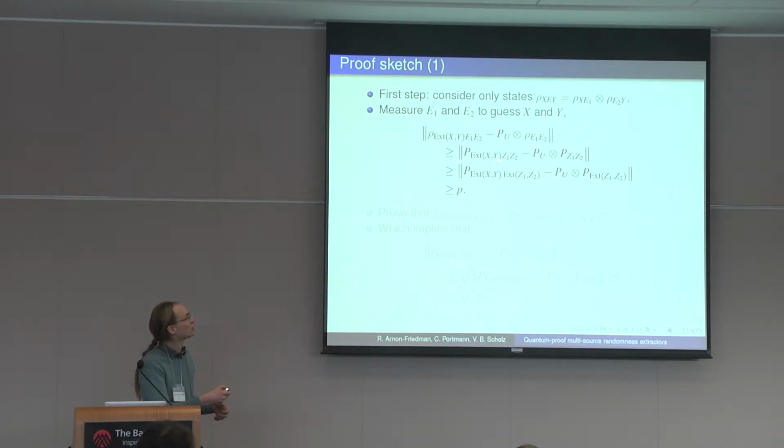And now that we have this, we're going to try and guess what the output of the extractor is by simply applying the extractor to this Z1 and Z2. And then we bound how good our guess is. So you apply a function to this which maps to 0 if the two here are equal and maps to 1 if they're not equal. And then you look at the statistical distance between the two and you get some bound P. Okay, so this is a lower bound.